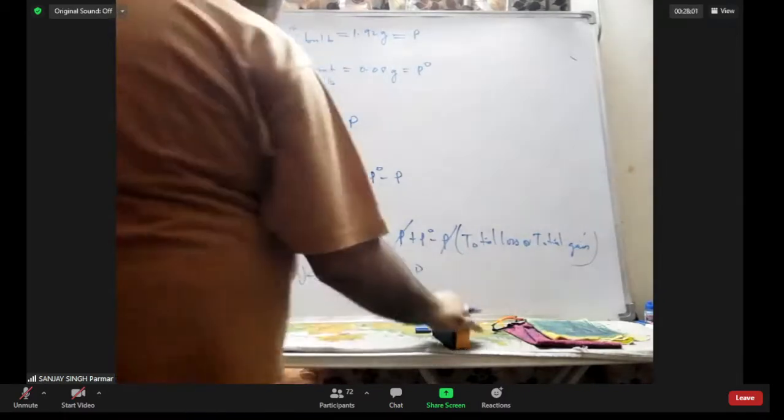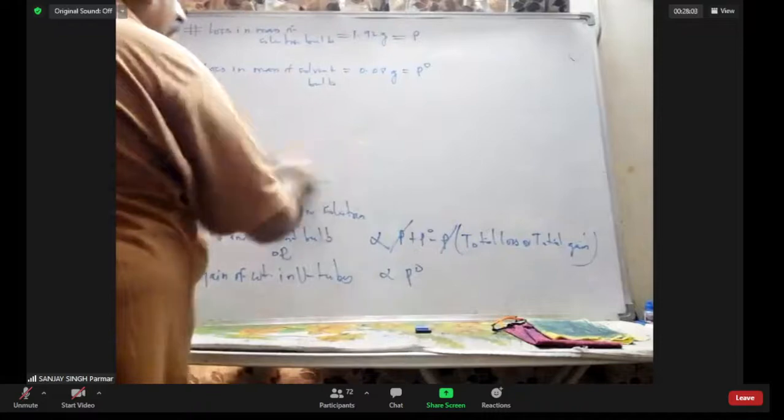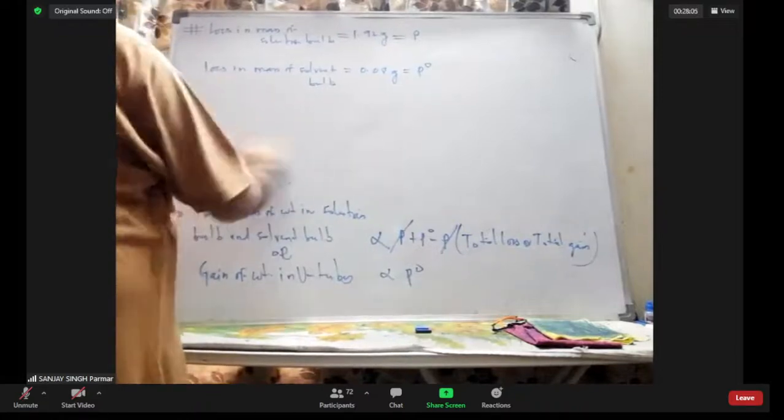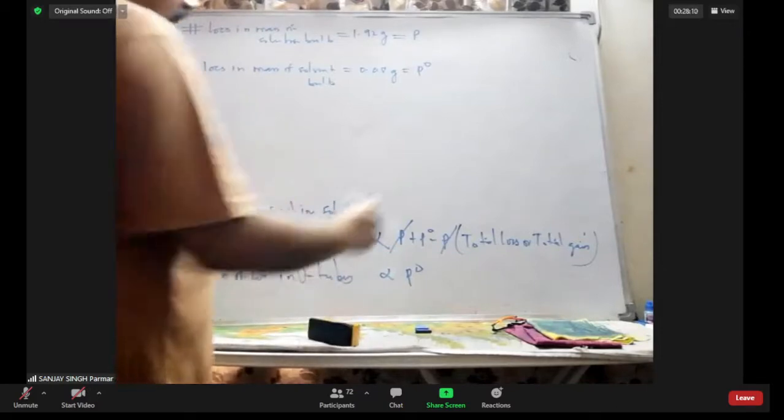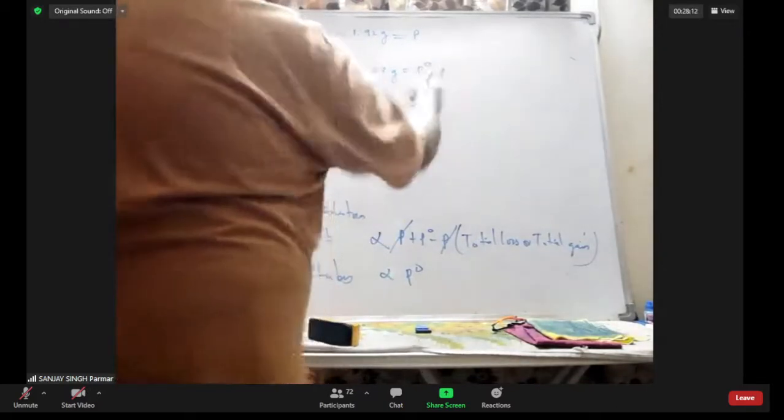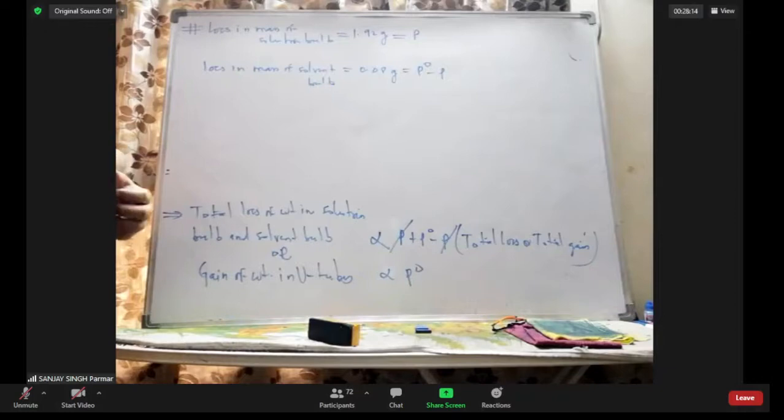Now let us go for our question. Sir, it'll be P naught minus P. That's correct. It is P naught minus P. This is P naught minus P, the loss in the mass of the solvent bulb.